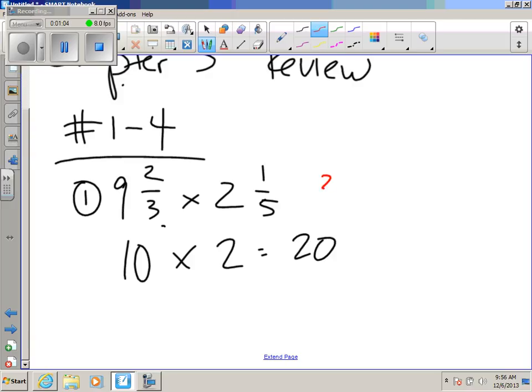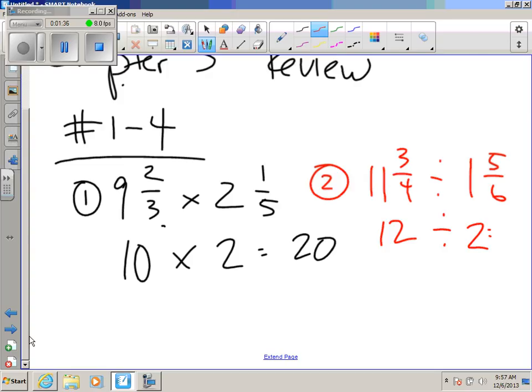Now, number 2, with the division, we still round to the nearest whole. However, I've given you the suggestion that when you round using division, do what you're dividing by first, just in case. 1 5/6, if I round it straight up, should be 2. Round the 11 3/4 straight up, and we should get 12. Now, 12 divided by 2 is doable, so we'll just make that a 6.